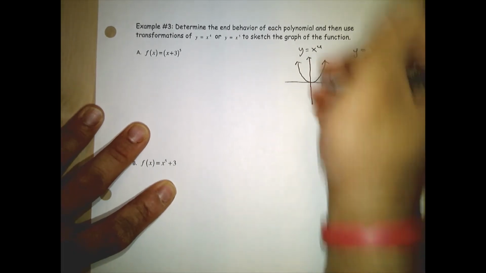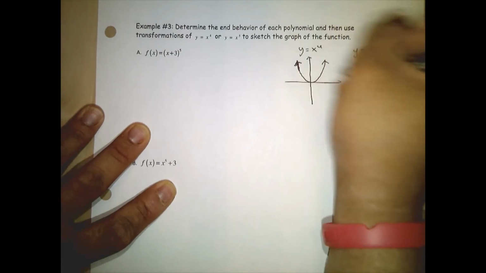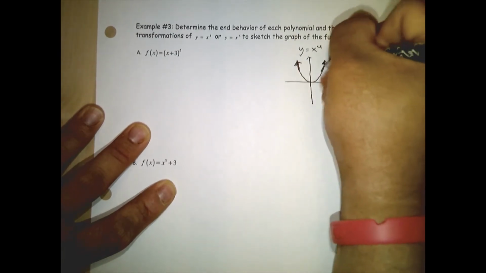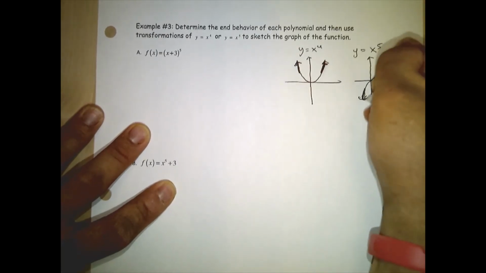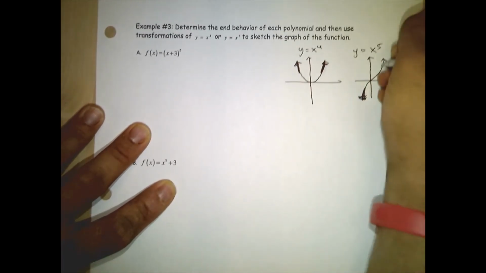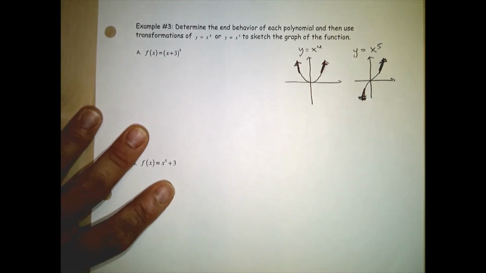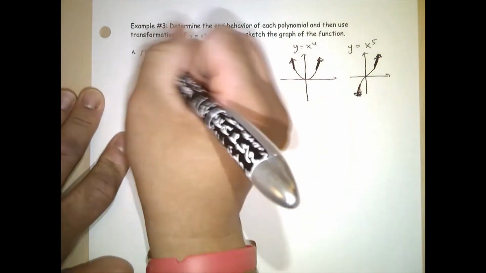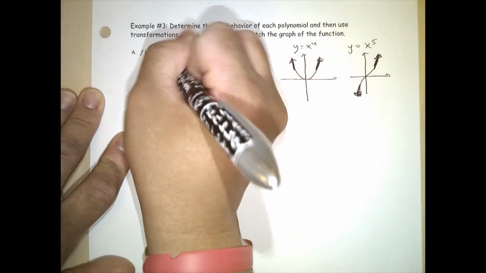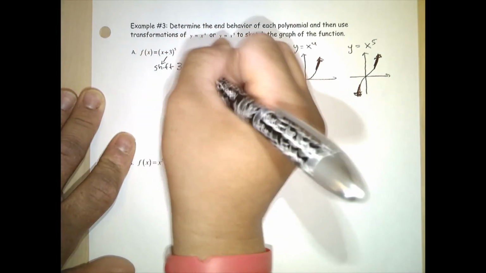So I know what the end behavior looks like. All right, like this, like this, like this, and like this. All right, so hopefully that's dark enough there that you can see this now. So now f of x equals (x plus 3) to the fifth. That means a shift 3 units to the left.